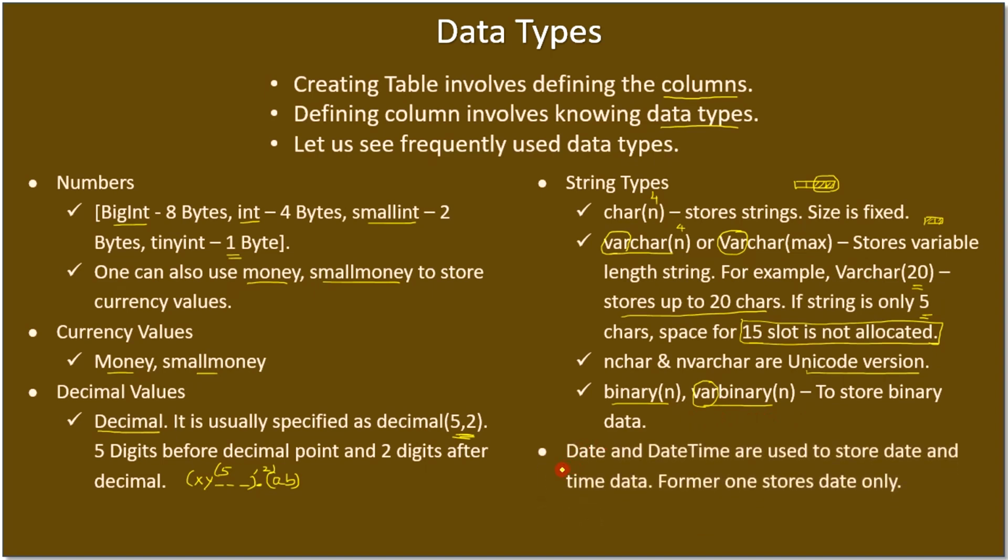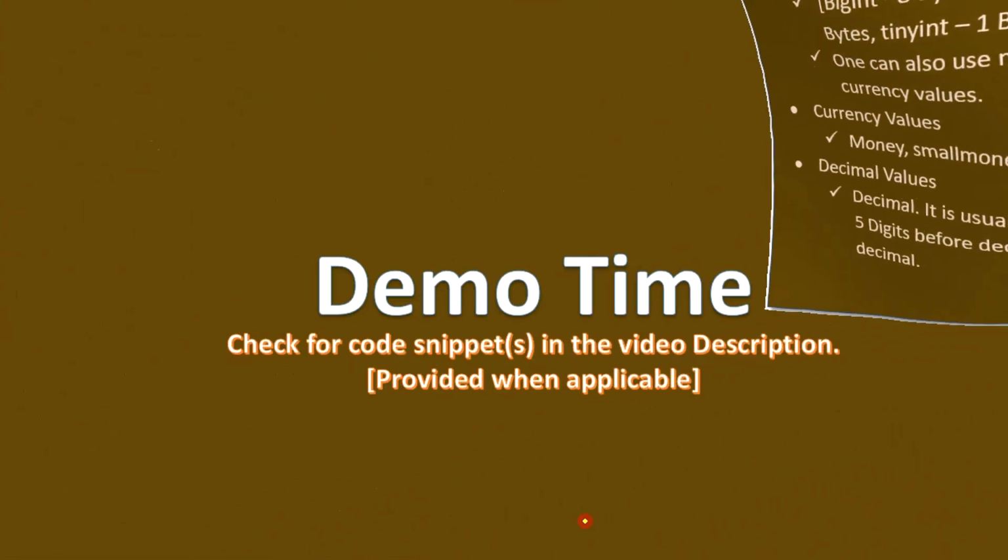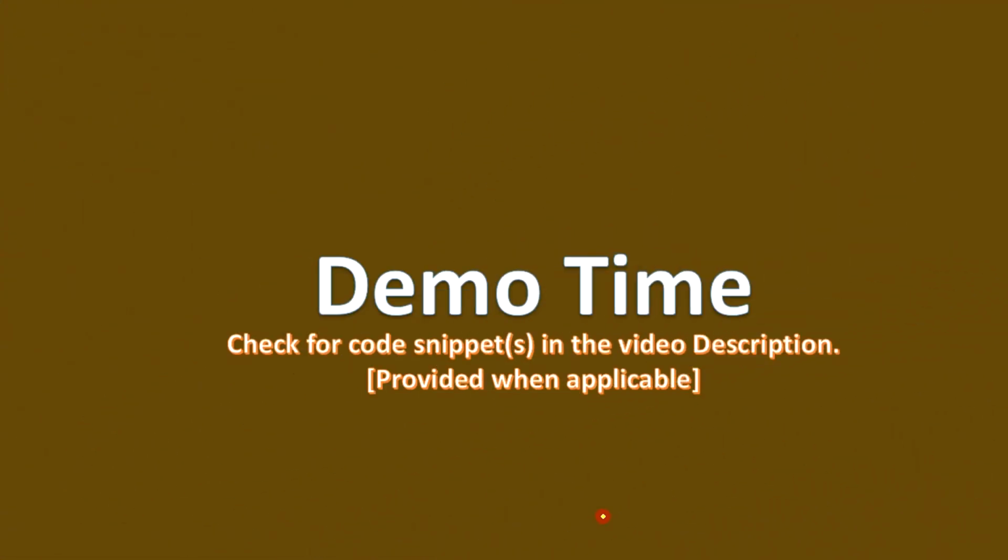To store a date, you can use the date type, and if you want to store both date and time, you can use datetime. That's all here on the data types. There are more data types available. You can refer to MSDN, but for proceeding with this tutorial, these data types are sufficient for us.